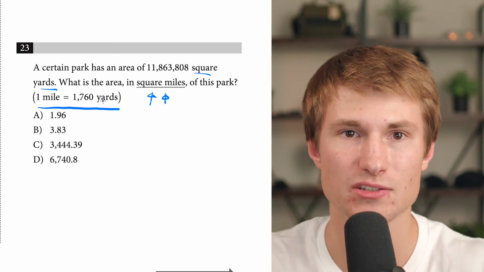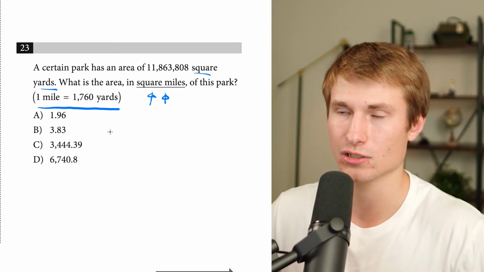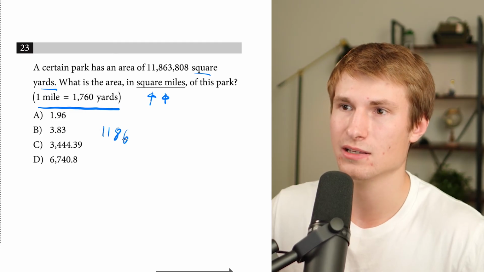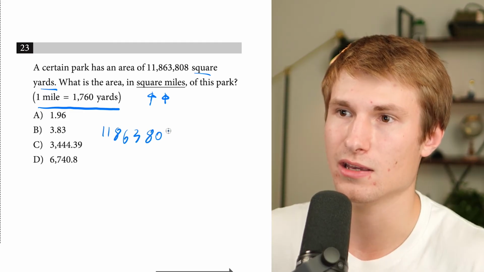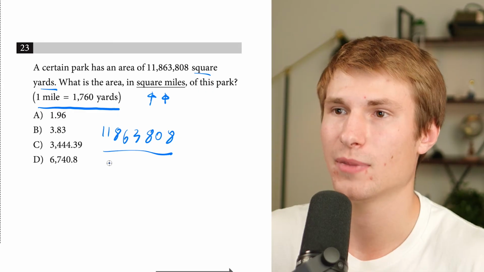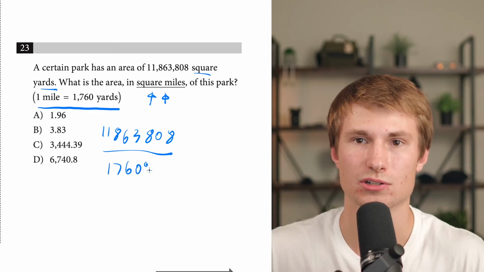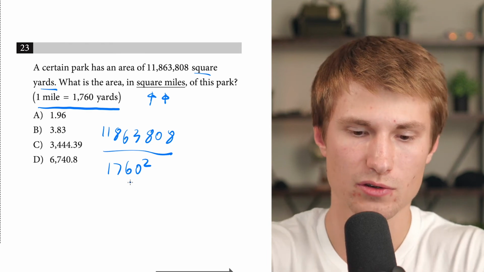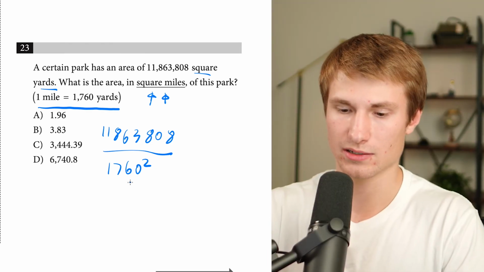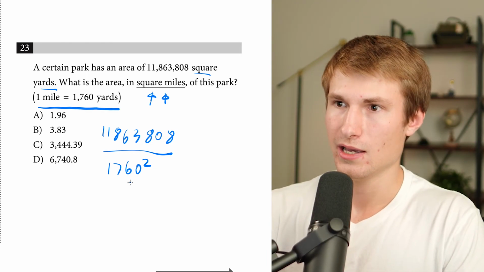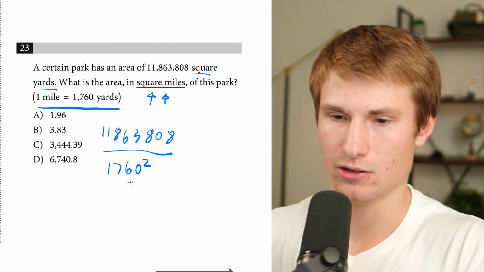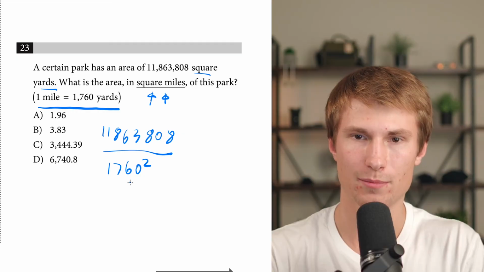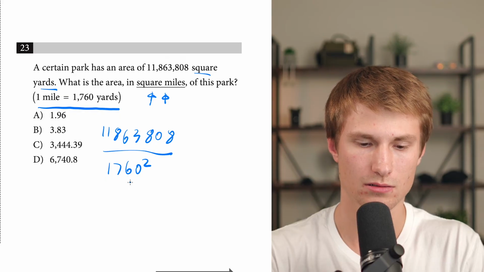To convert square miles to square yards, we have to square that conversion, which means we have to take this 11,863,808, and we have to divide that by 1760 squared in order to get the number of square miles. Okay, so divide by 1760 squared. So let's go ahead and put this in our calculator and we'll see what we get. So we got 11,863,808, and then we got to divide that by 1760 squared.